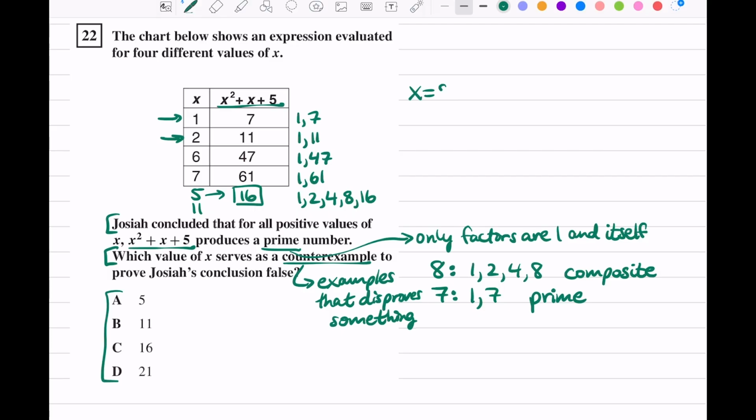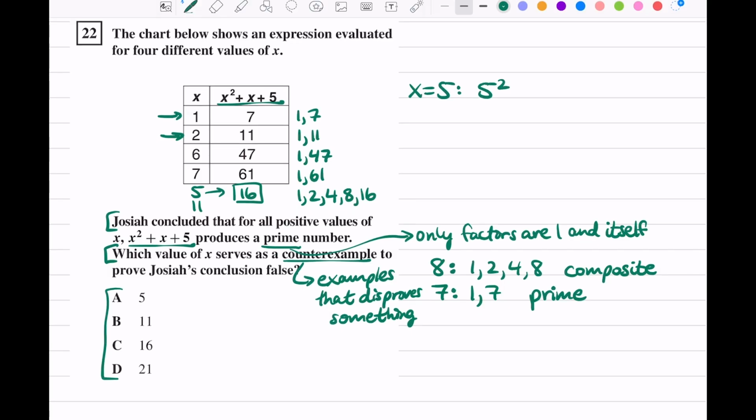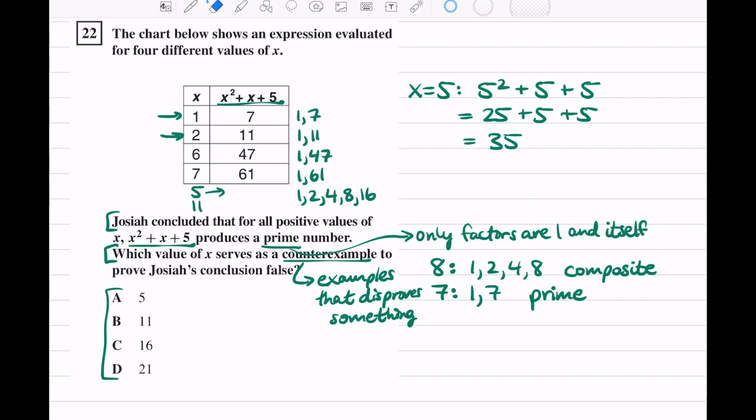If we plug in x equals 5 into our expression, that'll be 5 squared plus 5 plus 5. 5 squared is 25. And 25 plus 5 gives us 30, and another 5 gives us 35. So in our second column, 5 produces 35. So is that a prime number? Are the only factors 1 and 35? Well, no. We can divide 35 by 5 and 7. So 35 is not prime.